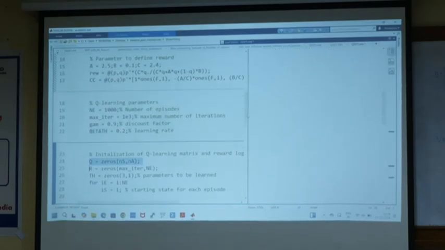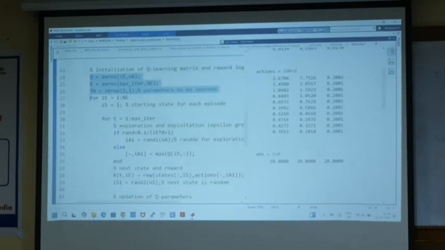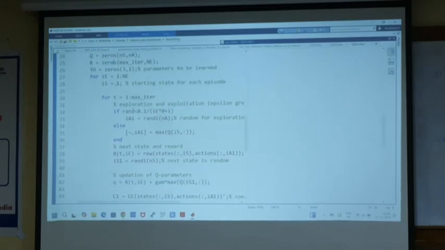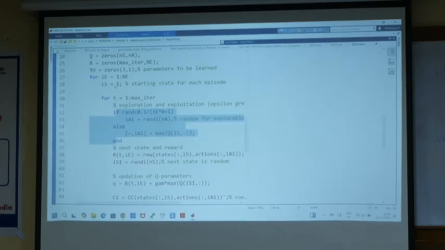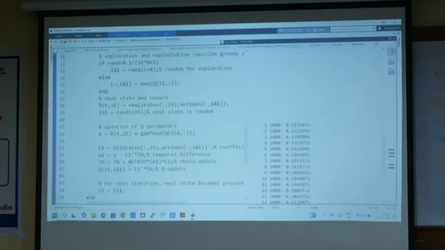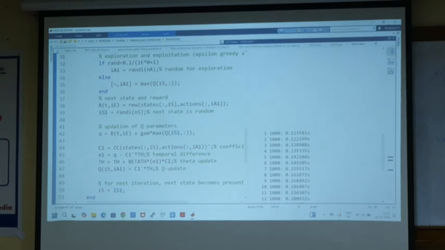So here I have chosen q, r, and theta, 3 values, to initialize it. I start from a random state in each episode. Then I do the epsilon greedy action based on my Q values. Then I get the next state and reward. The next state is based on this and the present state and my action. And I get the random state as the next state.